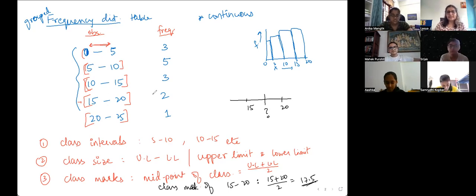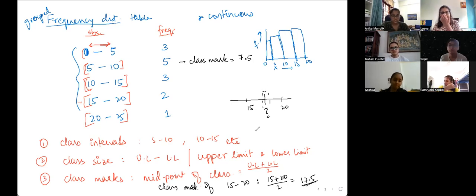So tell me, what is the class mark of 5 to 10 wala class? 7.5. Correct. 5 aur 10 ka ekdam center point, the middle point, is 7.5. Okay. That's how you figure it out.